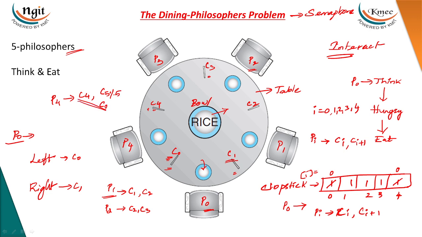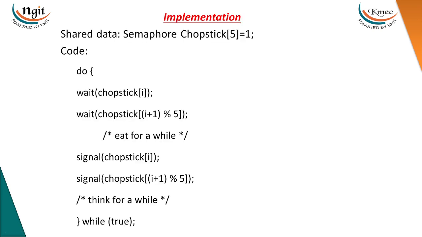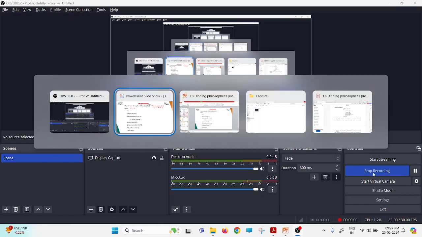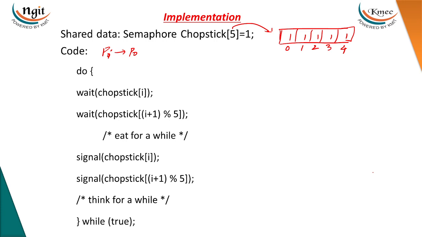Now let's see the implementation of this. First we initialize a chopstick array with semaphores. All of them are initially assigned to 1.